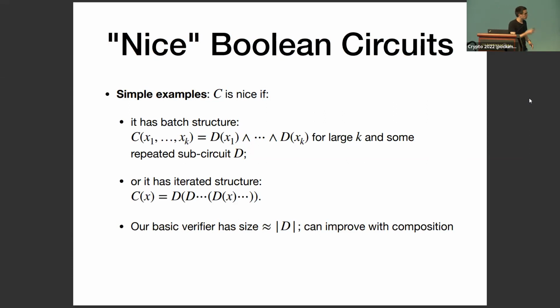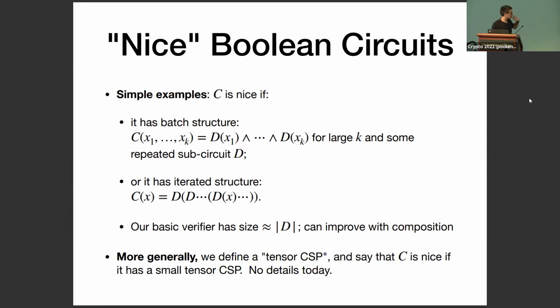And nice is a quantitative notion here. Our basic verifier in our straightforward core construction has complexity proportional to the repeated structure, but you can compose with other proof systems to get that down basically as much as you want, if you're lucky. There is a more general definition, but I won't get into it now, though I'm happy to talk to you about it later if you'd like.